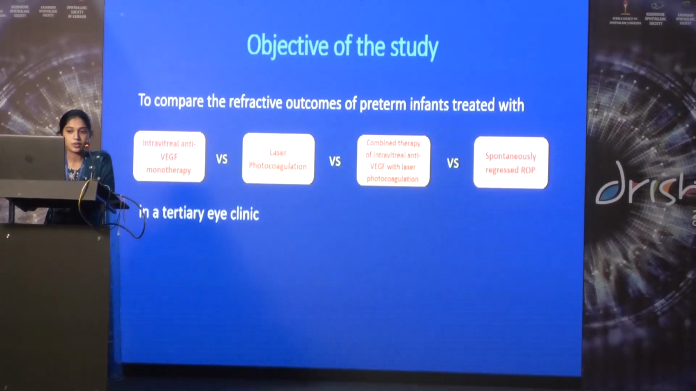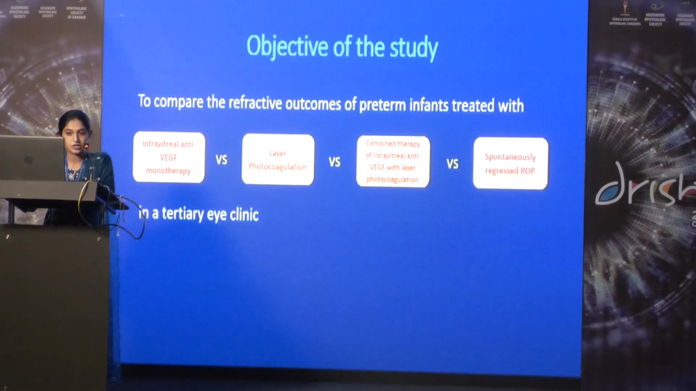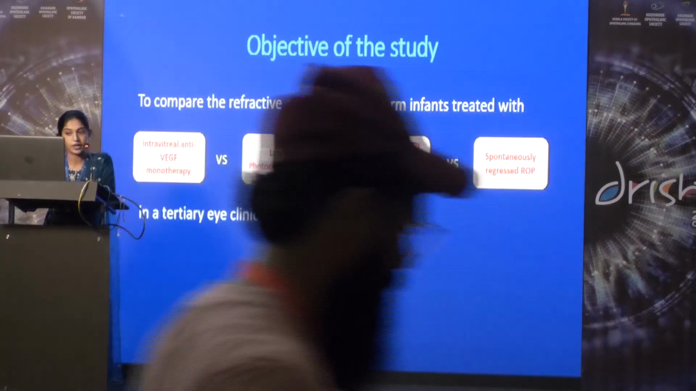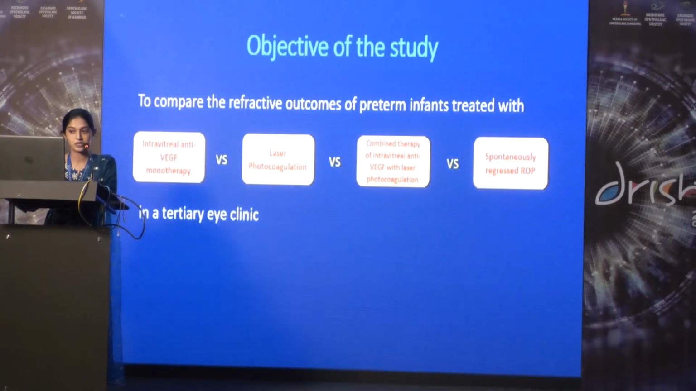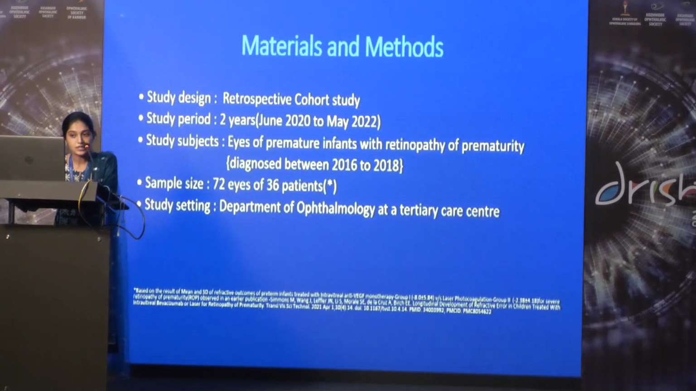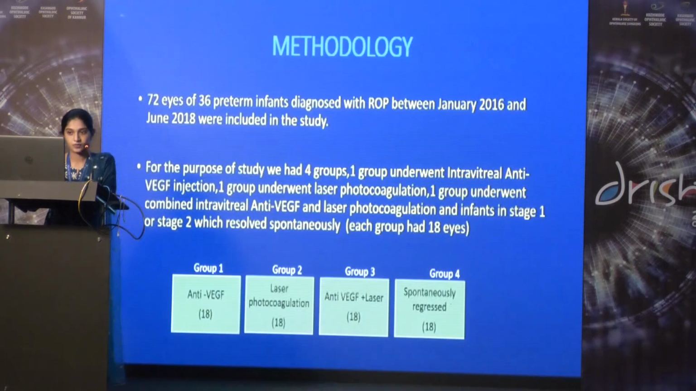The objective of my study is to compare the refractive outcome of preterm infants treated with anti-VEGF monotherapy versus laser photocoagulation versus combined anti-VEGF and laser photocoagulation versus spontaneously regressed ROP in a tertiary eye clinic. My study is a retrospective cohort study from June 2020 to May 2022. Eyes of premature infants with retinopathy of prematurity diagnosed between 2016 and 2018 were included. 72 eyes of 36 patients were included in my study.